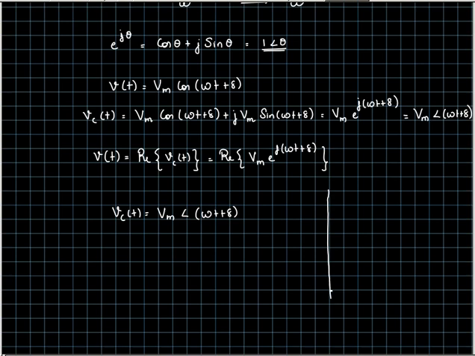So the complex plane has the x-axis as the real part and the y-axis as the imaginary part, and then if you plot this Vc(t) on the complex plane, it has a constant magnitude Vm. So you draw an arrow of length Vm to represent this signal Vc(t), and it will be drawn at an angle of omega t plus delta.